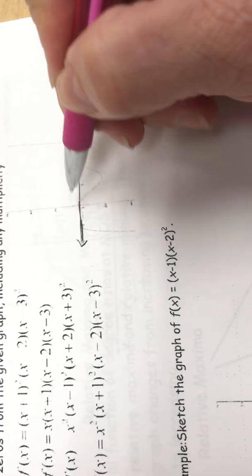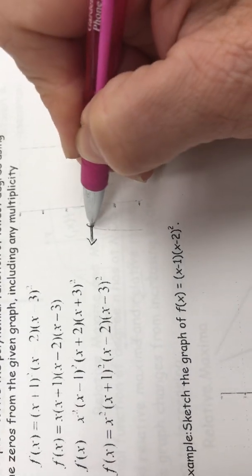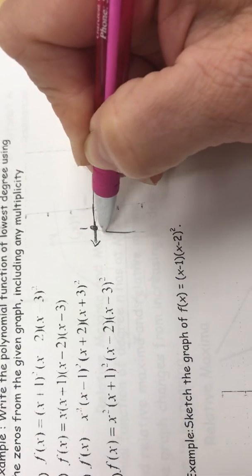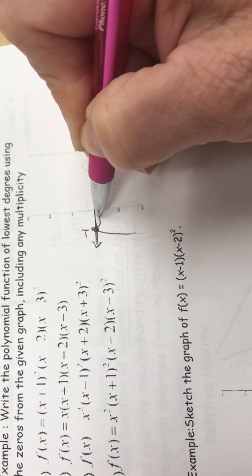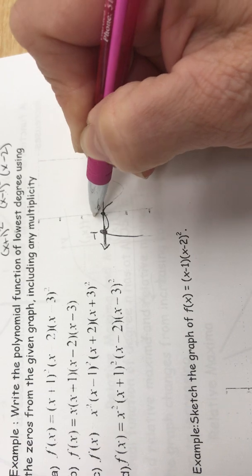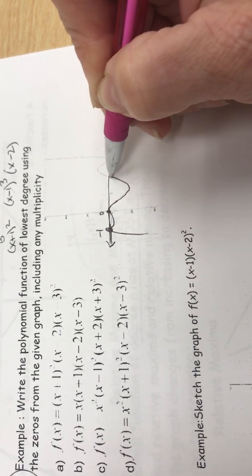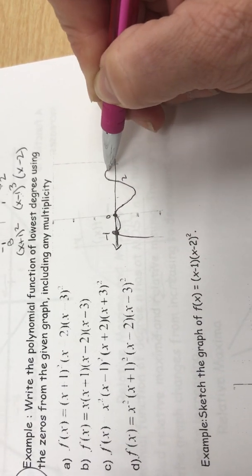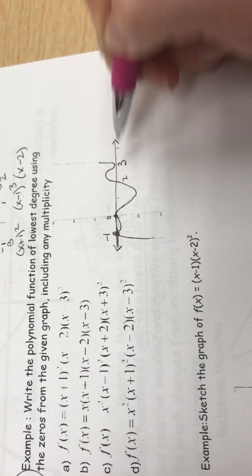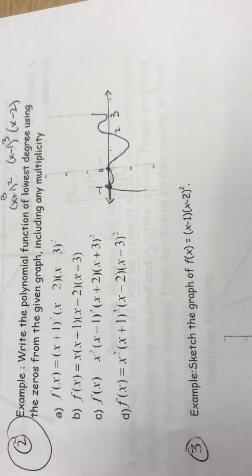I know it's kind of hard to see this, but this was a 1 and a -1, sorry, and it bounced. Then it bounced on 0. Okay, then it cut at 2, and it bounced on 3. So that should help you with that one.